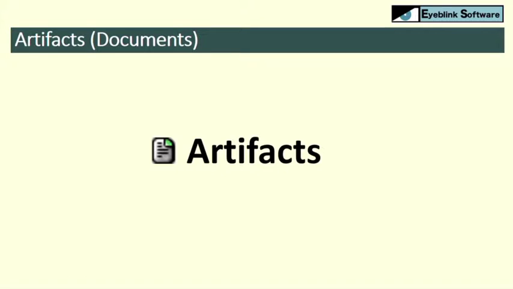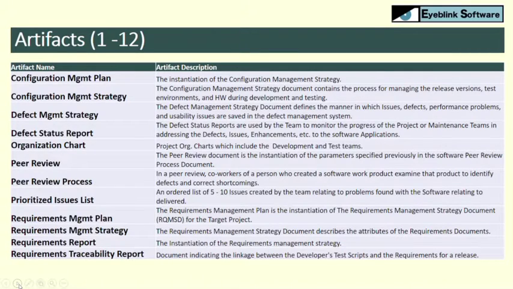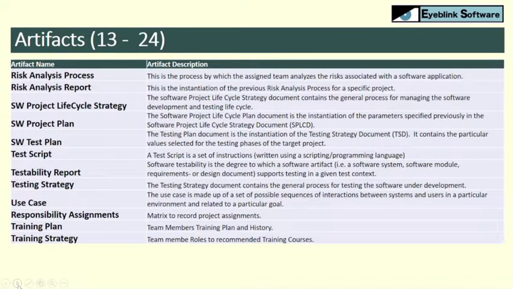The secondary items in the software assessment are the artifacts or documents. There are 24 artifacts in the total list. These are the first 12. You can see they span the possible complement of documents that could be used by a team from configuration management plan through requirements traceability report. This screen completes the 24 from risk analysis process to training strategy.